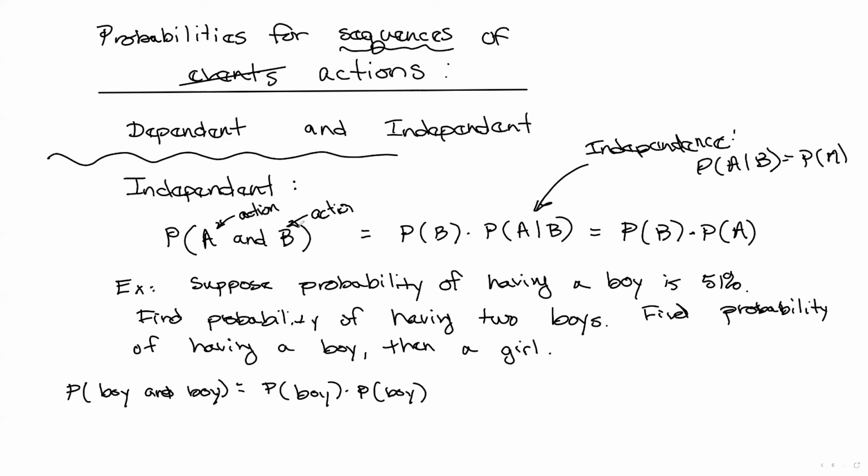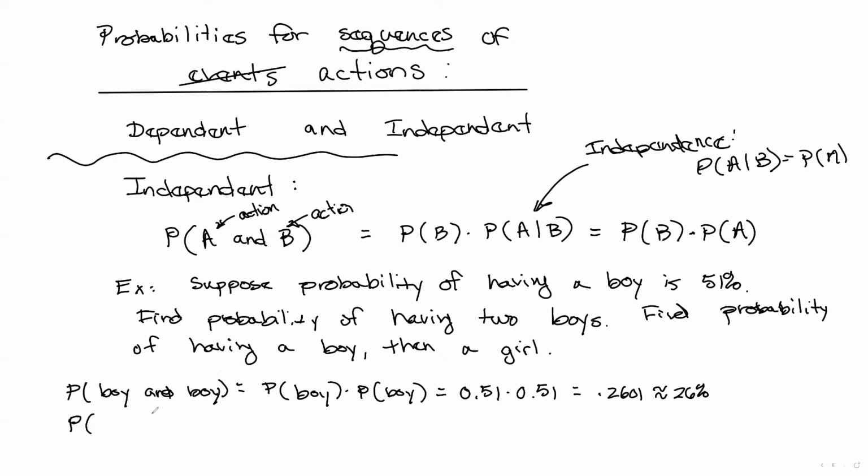Action A and B, have a boy and have another boy, probability of B times probability of A. All right, what's the probability of having a boy? It's 51%, so 0.51 times 0.51, and then you'll need to break out a calculator. I did not do this in advance. So 0.51 times 0.51, we get 0.2601, which is approximately 26%. So your probability of having two boys is approximately 26%.